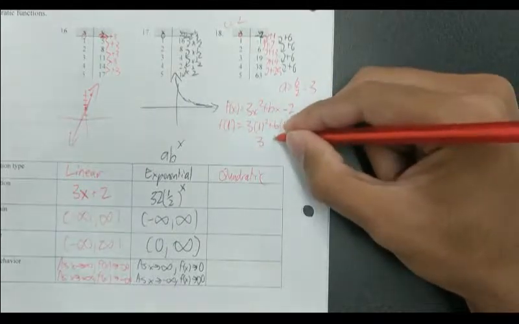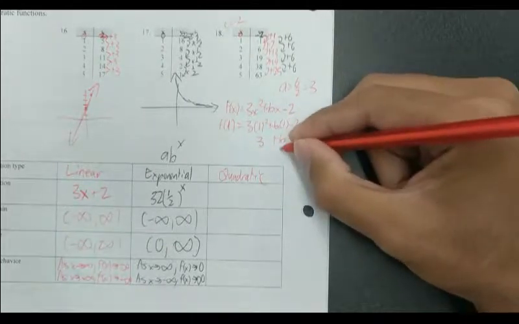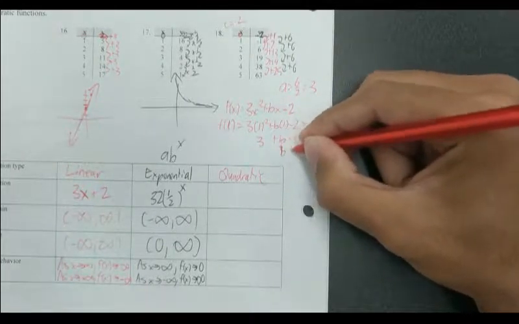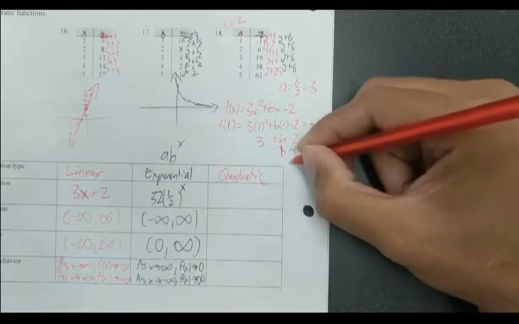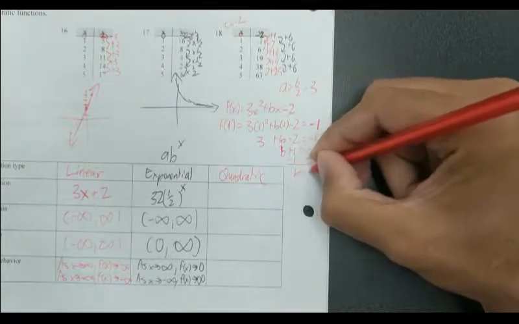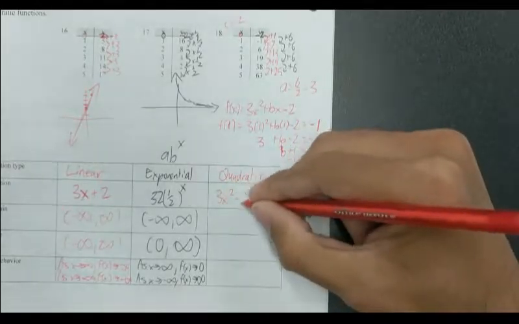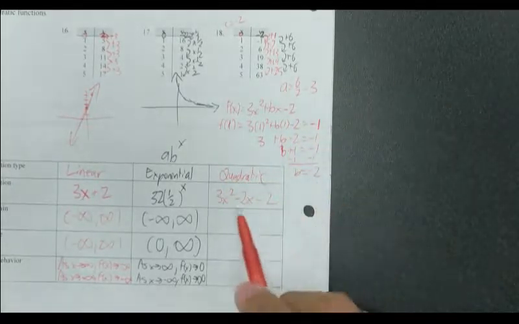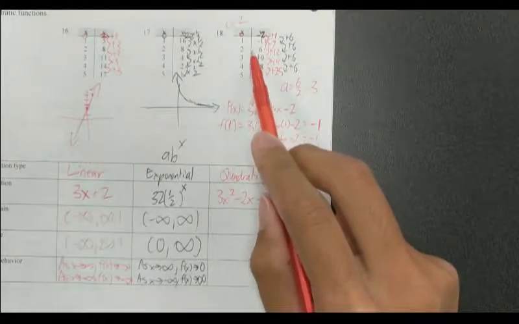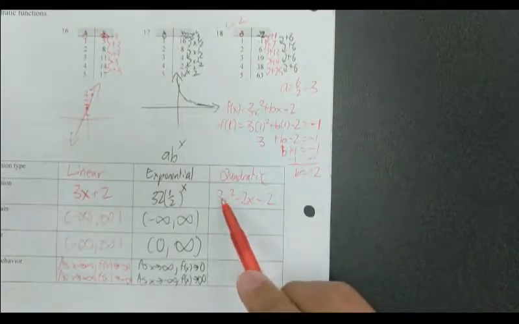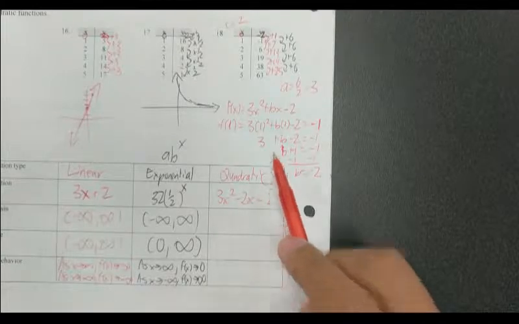Okay, so we got 3 plus b minus 2 equals negative 1. So b plus 1 equals negative 1. So b equals negative 2. Okay, so 3x squared minus 2x minus 2. Okay, so let's plug in some points to make sure. So when I plug in 1, 3 minus 2 is 1, minus 2 is negative 1.